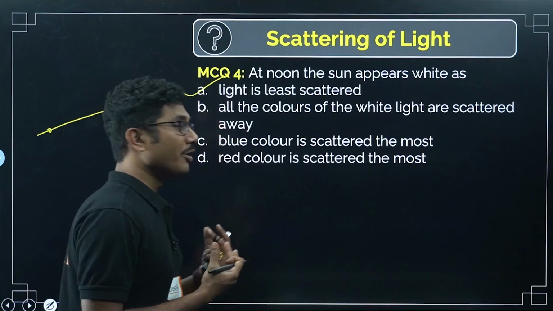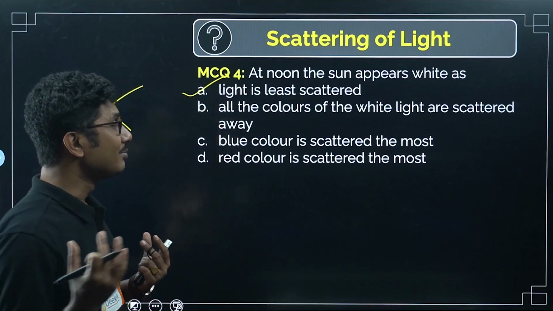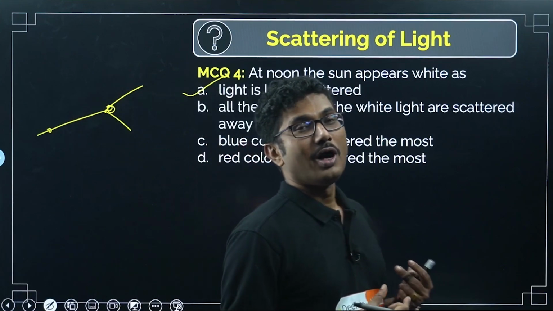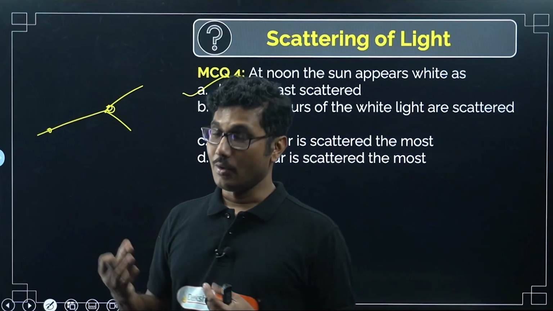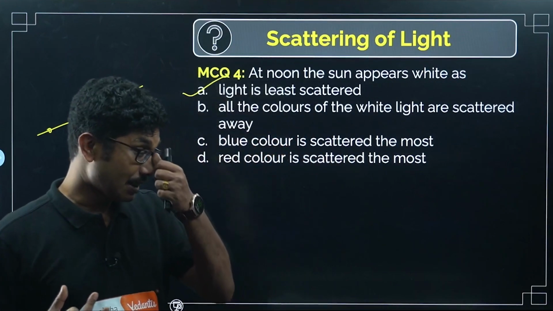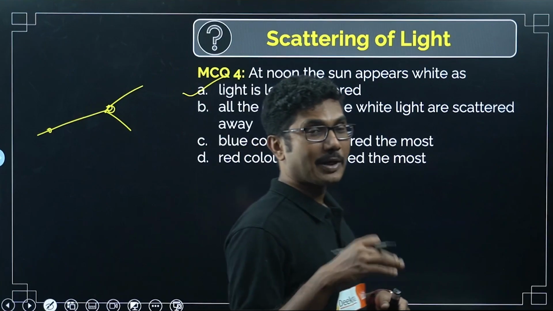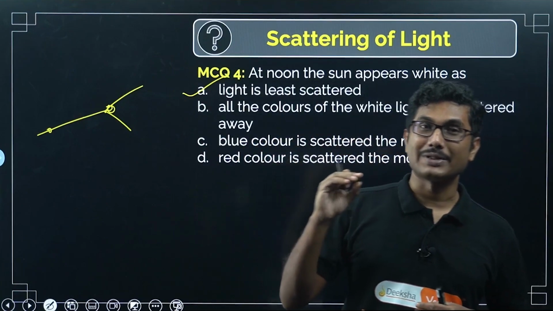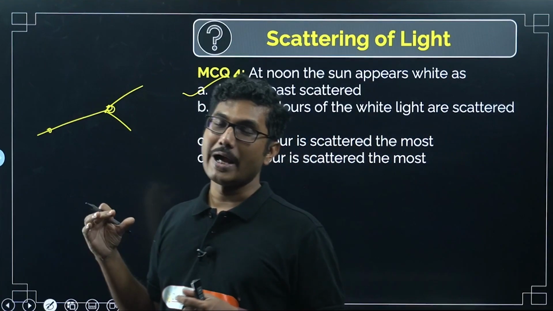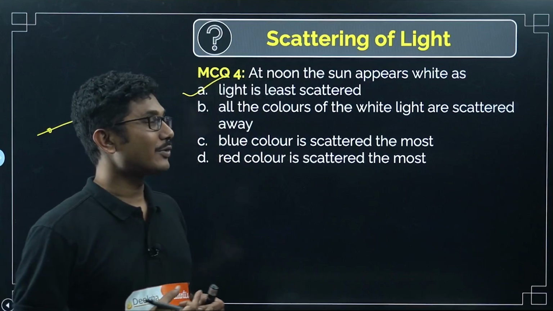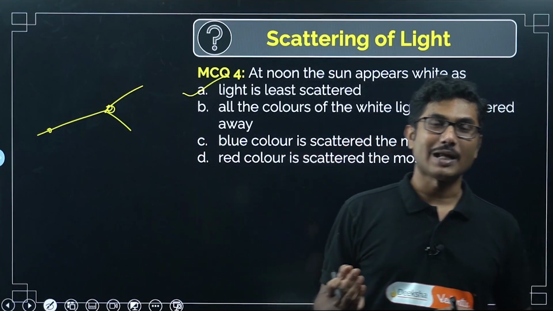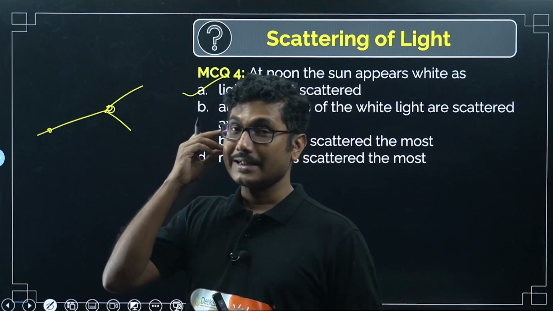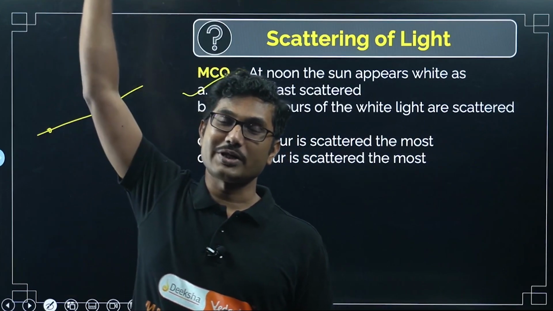For example, we observe the sky is blue, the sea is blue. This is because blue light is one of the most scattered lights, along with violet, but violet has very little quantity present in white light. Blue has more presence in white light, so that's why we observe blue light. Why does the sky not appear red? Because red color is scattered the least, so it almost travels straight.